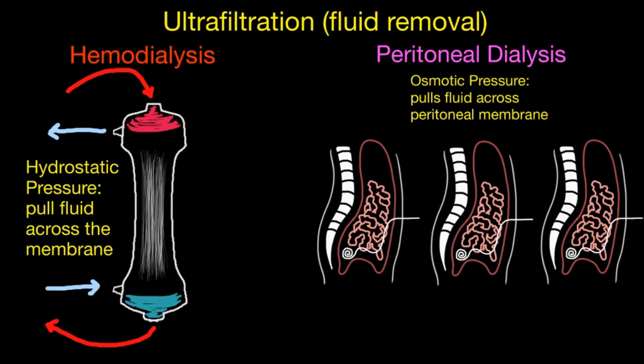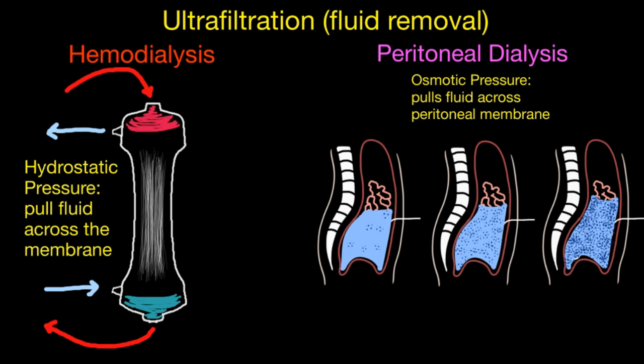In peritoneal dialysis, it's different. Here we use osmotic pressure to pull fluid across the peritoneal membrane to achieve ultrafiltration. We do this by infusing dialysate that has an osmotically active substance in it. Dextrose is osmotically active and relatively inexpensive, so a lot of PD solutions tend to use just dextrose. You can see here there are 3 different patients with 3 different concentrations of dextrose. This solution has very little dextrose, this one has a medium amount of dextrose, and this one seems to have a lot of dextrose.